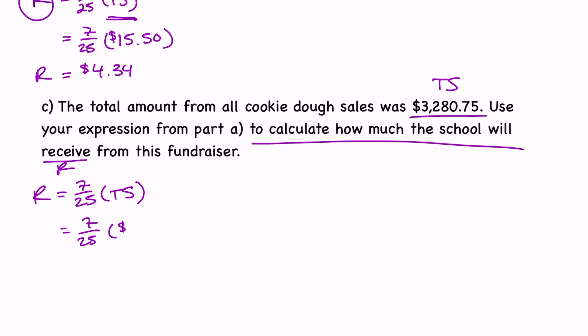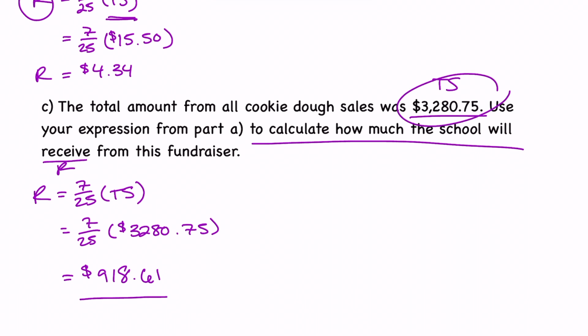And don't forget your units. And when we solve, we get $918.61. So that means the total amount that the school will receive from this entire fundraiser is equal to $918.61, which is equal to 28% of this total amount.